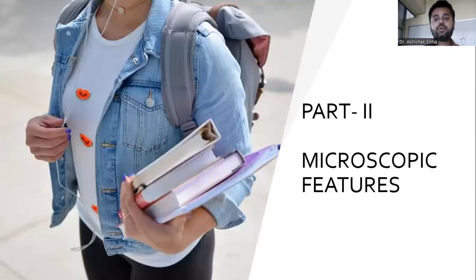Okay. So with this, we have covered our first part, which is anatomy of your gingiva, wherein we have learned about the various parts of gingiva, how anatomically they are divided, and what is their significance. Now we come towards part 2, which is microscopic features.